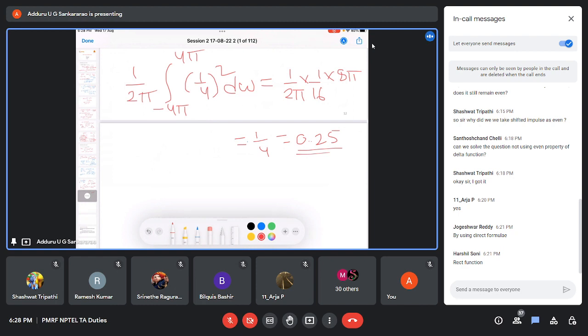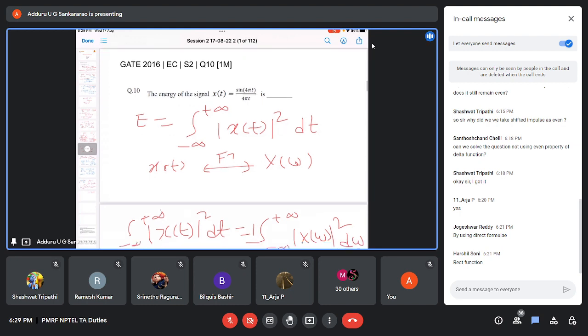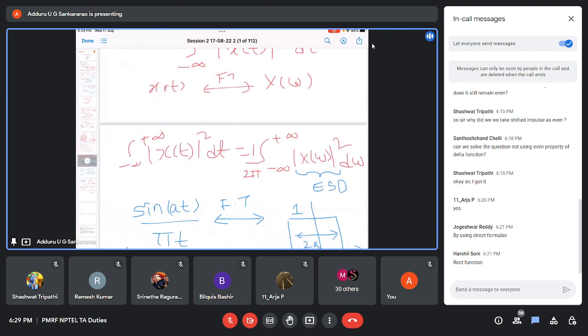Is that okay? Any doubts? Just a recap once again. The time domain signal is given, but the integration is somewhat difficult, so we use Parseval's energy theorem or power theorem. That is, the energy of the signal in the time domain equals the energy of the signal in the frequency domain. The energy will not change.